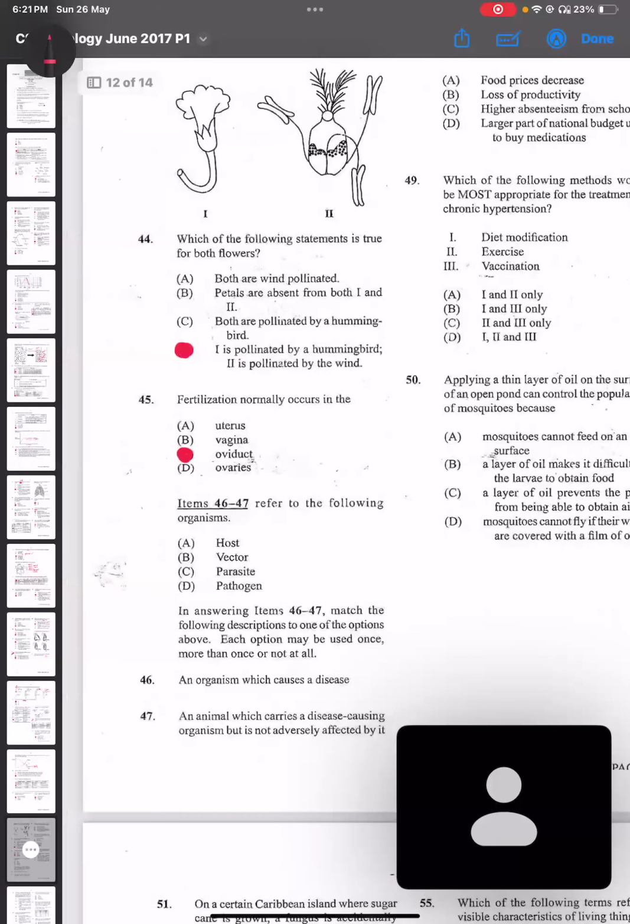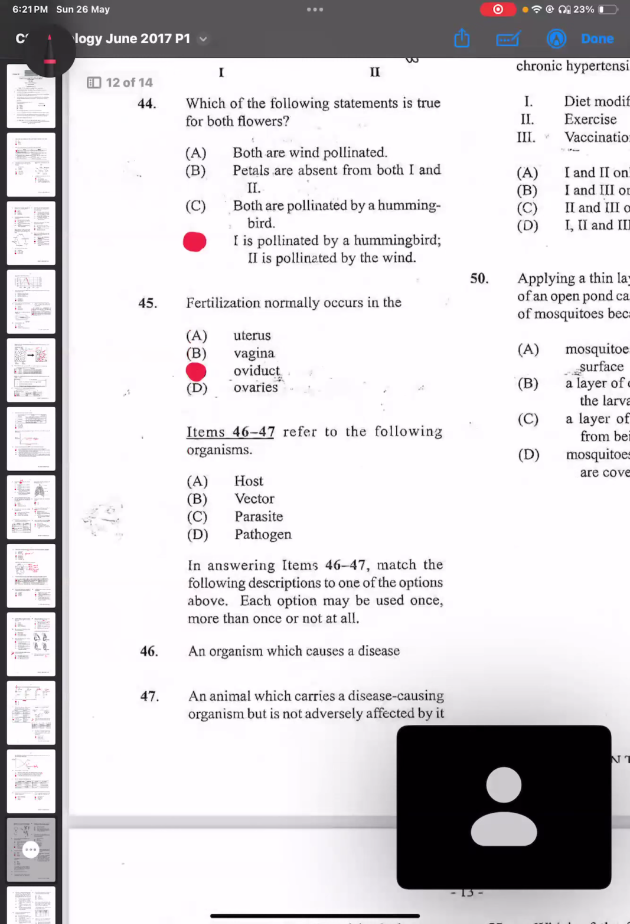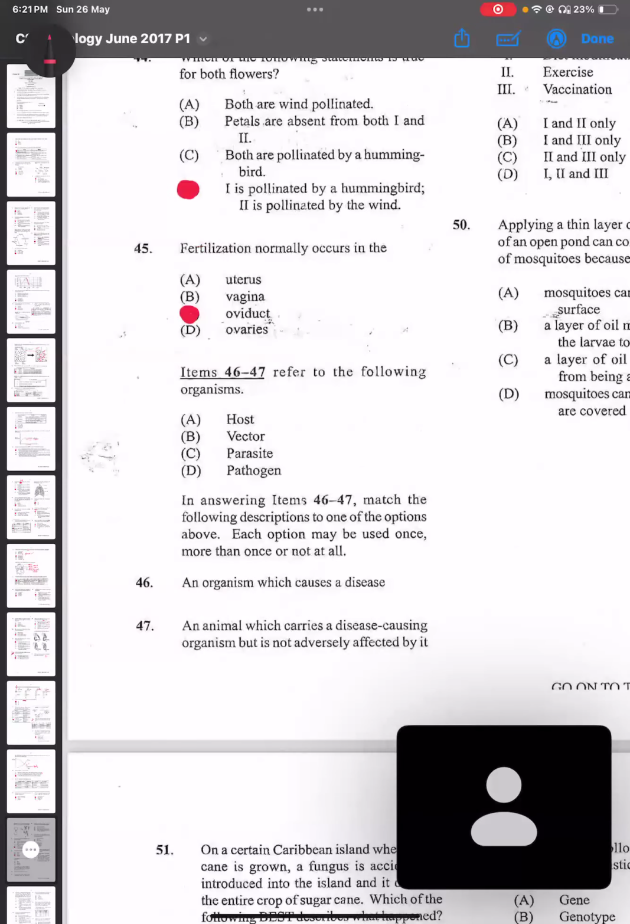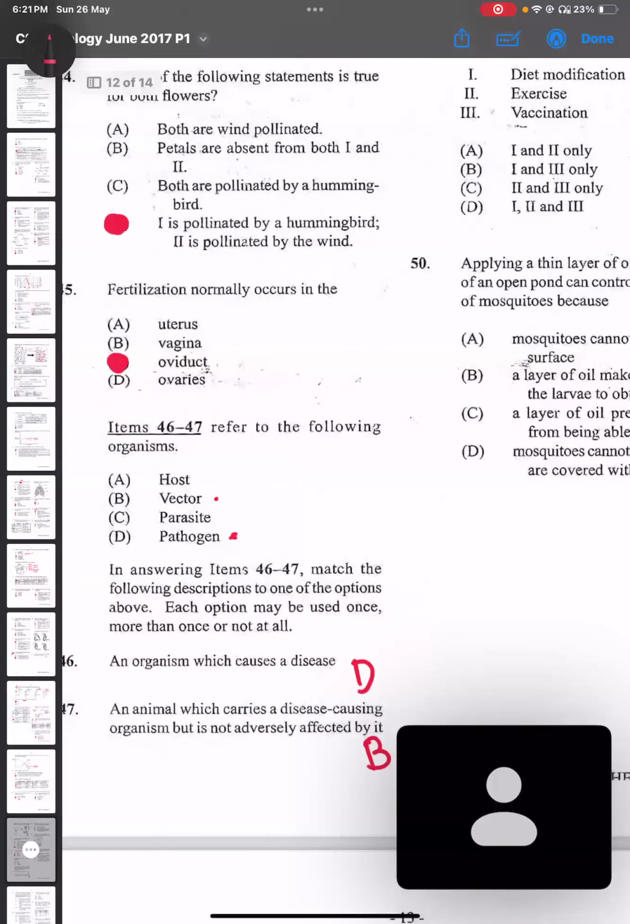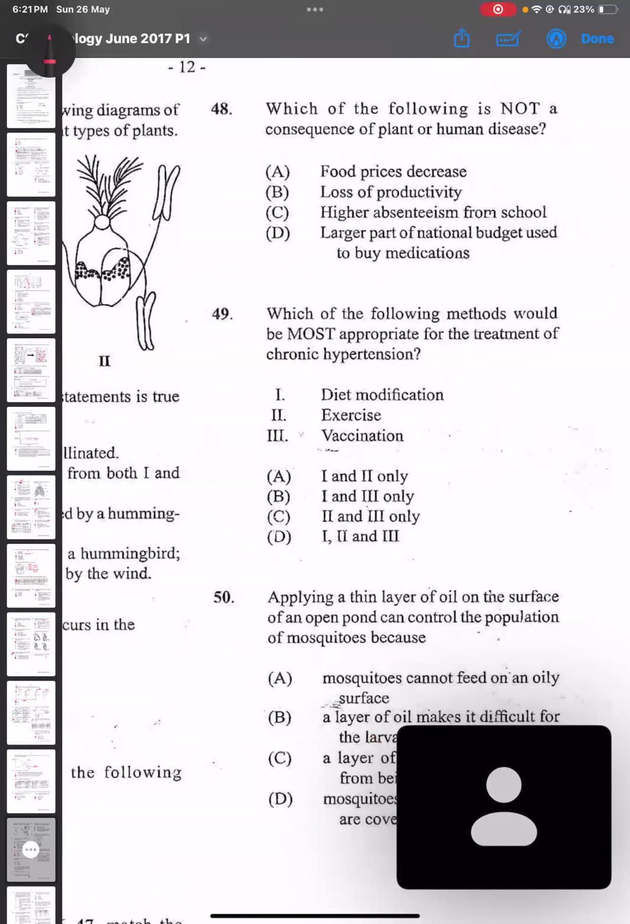And then for 46 to 47, an organism which causes a disease is D, the pathogen. And then 47, an animal which carries a disease-causing organism but is not adversely affected by it. You know already that is B, which is your vector. Then for 48, which of the following is not a consequence of plant or human disease?